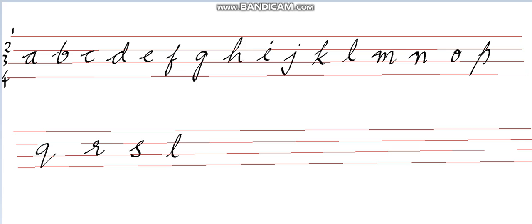See now, these are the four lines given here. This is the first line, this is the second line, this is the third line, and this is the fourth line. Okay. Now, first letter A, B. Observe how I am writing. C, D, E, F, G, H, I, J, K, L, M, N, O, P, Q, R, S, T, U, V, W, X, Y, Z. Understood? So you can observe here.